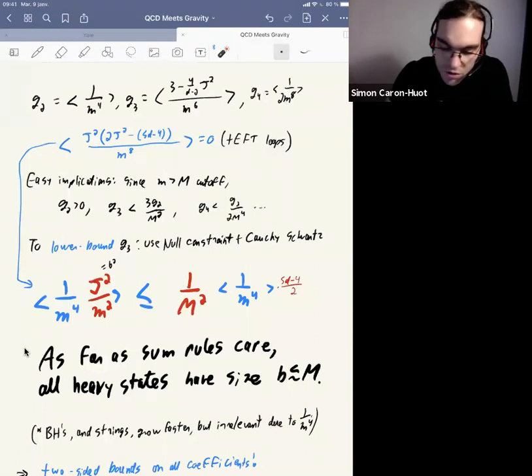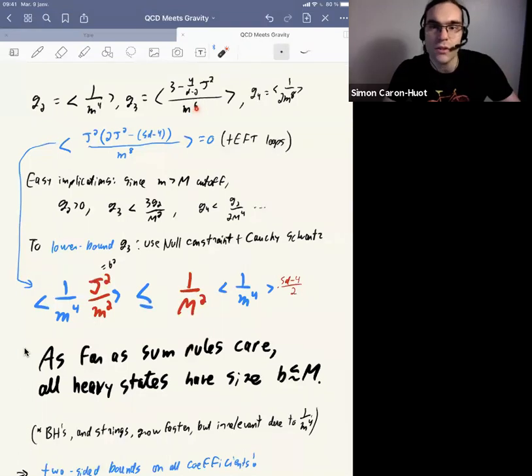If you didn't have these constraints, some bounds are really easy to see. Like you can see that g2 is positive. You can also see that because the masses we're averaging over are above the cutoff, it's easy to see that g3 is upper bounded by a multiple of g2.